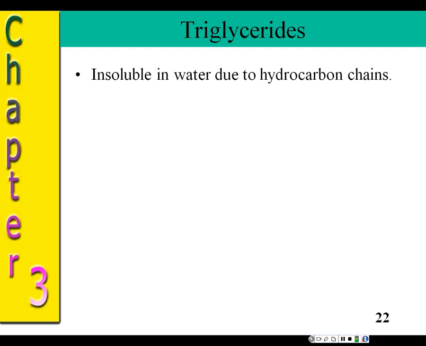Somebody tell me, why is that hydrocarbon chain insoluble in water? Tell me why it's insoluble in water. Right, it's saturated. That's good. But somebody tell me, why is this not soluble in water? You want to say something? Go and say it. You want to yell it out.